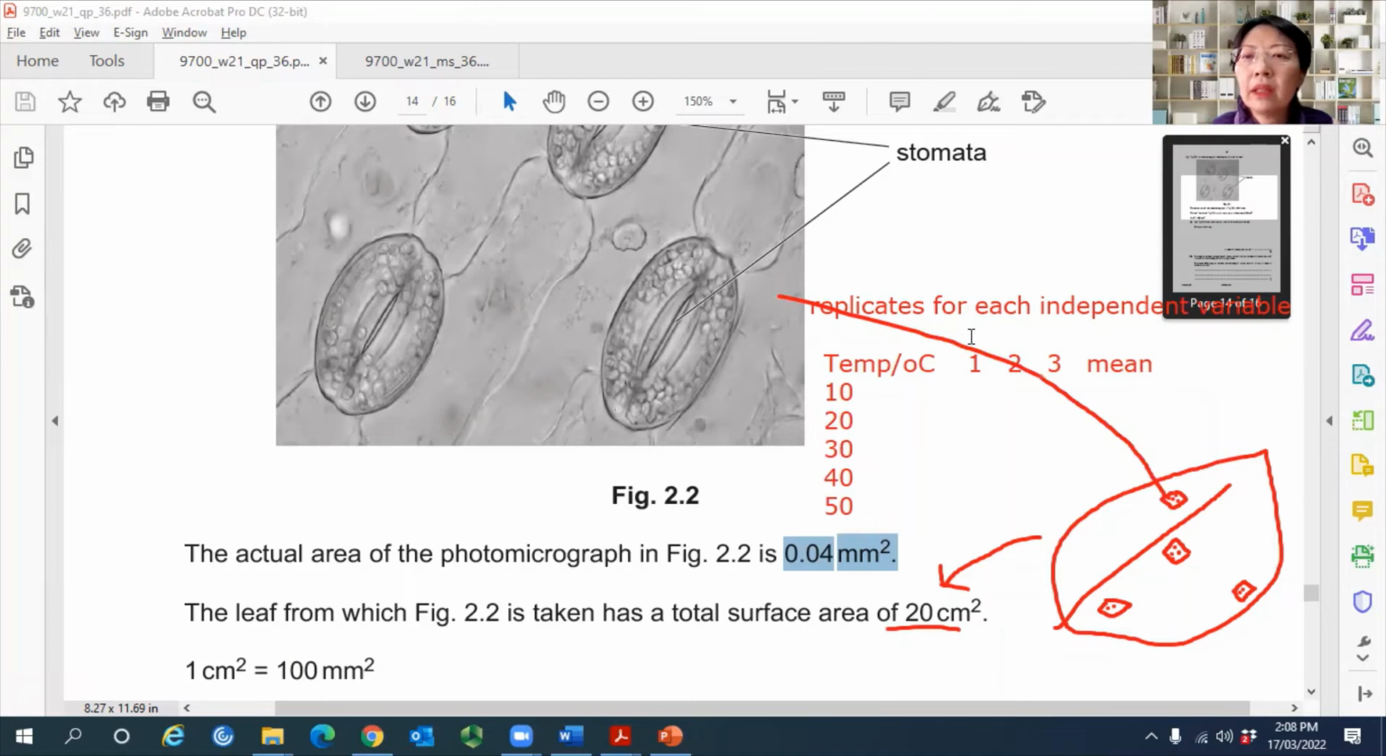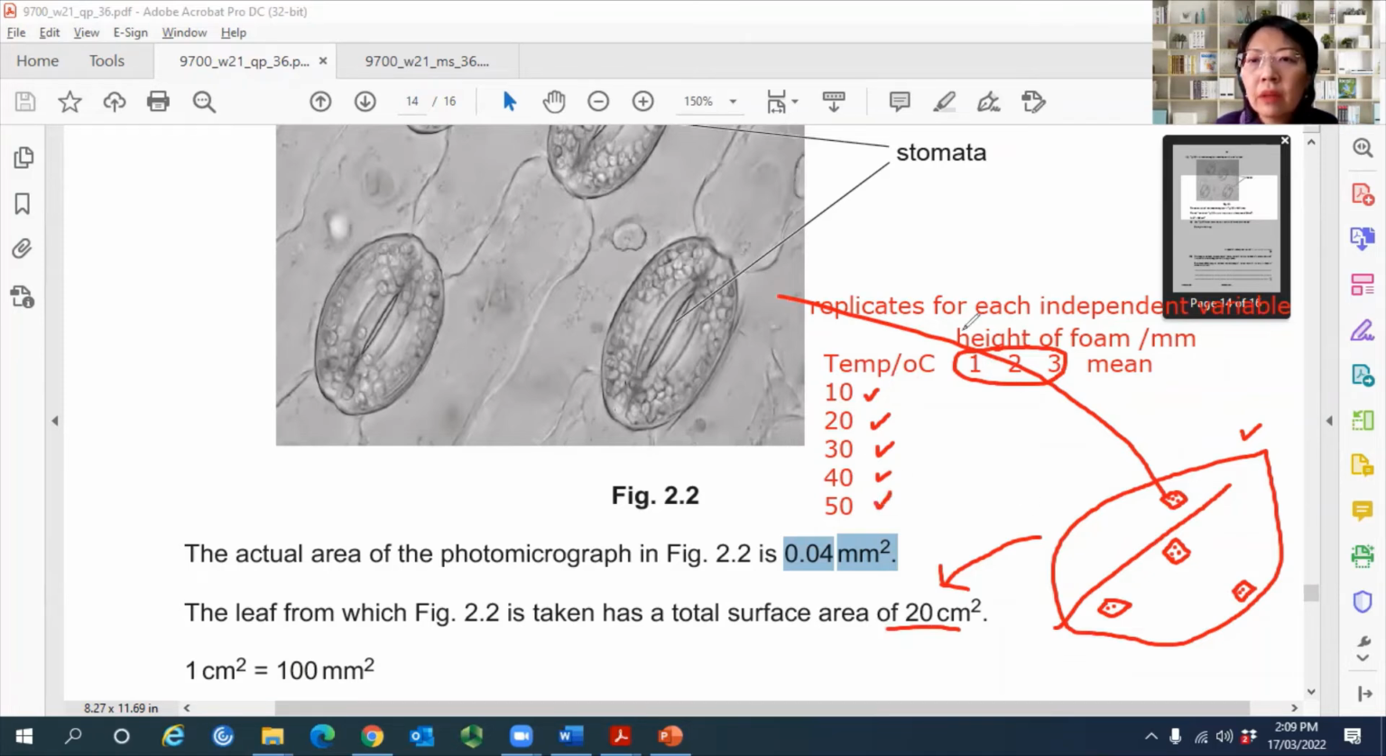Let's say, for example, this is the height of foam in mm. You got 3 readings and calculate the mean. So replicate means these 3 here. You got 3 readings, meaning you repeat the experiment to get more than 1 reading. So these 3 are the replicates. You replicate for each of the independent variables. Now you've got this leaf, only 1 leaf. So when you take readings from different areas of the same leaf, that is actually considered a replicate.